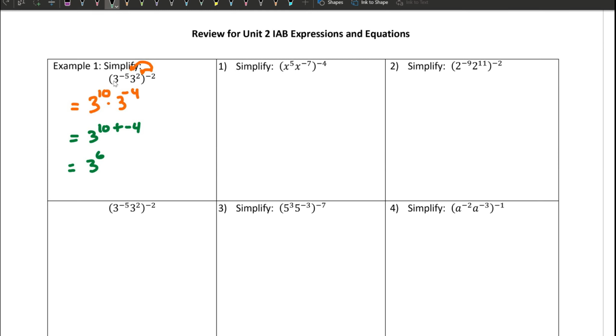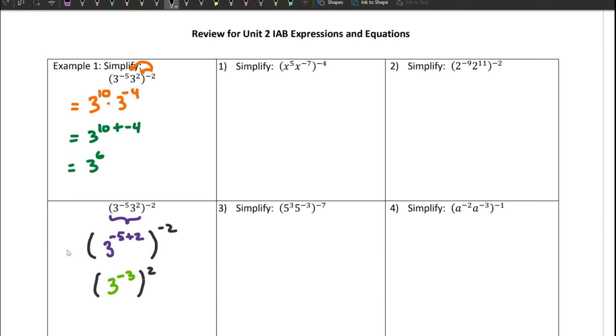Method 2, which is down here, is the same problem. You can work inside parentheses first, so you are dealing with 3 to the negative 5 times 3 to the second power. So you can use the product rule, which is negative 5 plus 2, and then hold on to the power from the outside, keep the negative 2 outside. So this one will give you 3 to the negative 5 plus 2, which is negative 3. Then bring down the power.